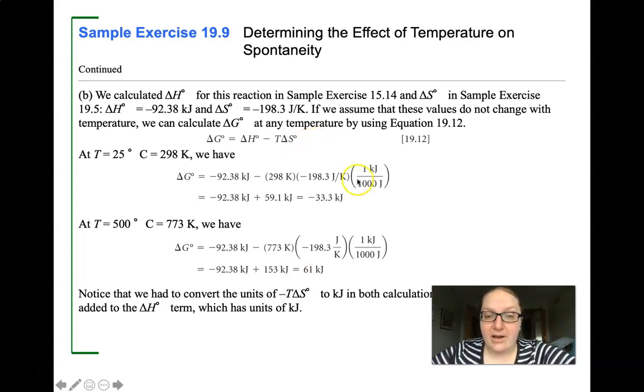If you do math using the appendix for the delta S values, you need to convert those values to kilojoules by multiplying by 1/1000 for any of the delta S values that you plug in from the back of the book, because the back of the book has them in joules per Kelvin. We want to do everything in kilojoules because our delta H values are in kilojoules.